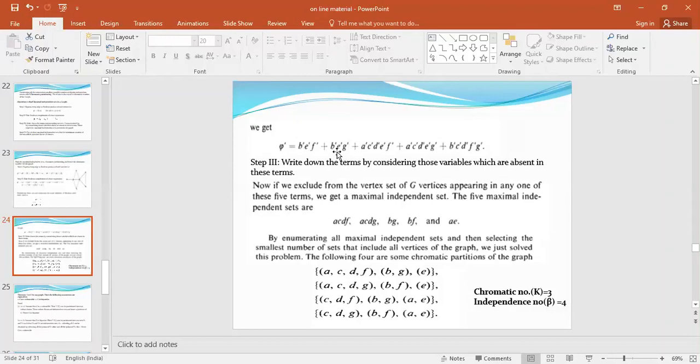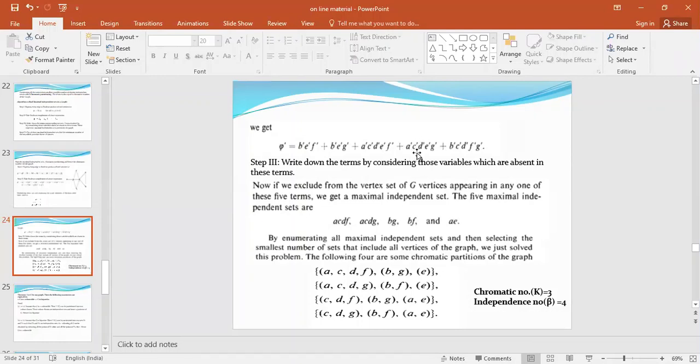Then B, E, G. So if it is A, B, C, D, E, F, and G, it is containing B, E, G. So B, E, and G are crossed. So we are left with A, C, D, F. So this second term corresponds to the first term. Now similarly in the third term, it is A, C, D, E, F. So if we remove from A, B, C, D, E, F, G these terms, A, C, D, E, and F, we are left with BG only.